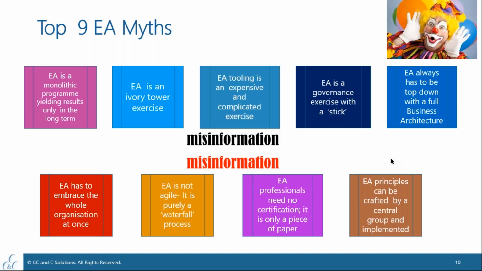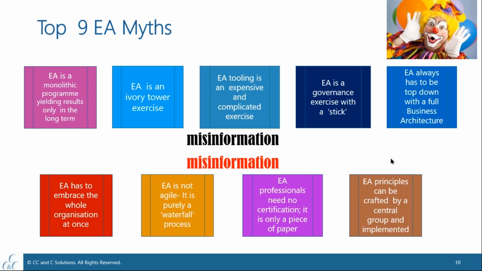The first myth is EA is a monolithic program. It will only yield results in the long term. Using the combination of the Sparx EA tool, ArchiMate notation, and something like TOGAF, we can actually do enterprise architecture in small slices, each slice producing business value. You can slice and dice architecture to something that is consumable for each organization. So it doesn't have to be a monolithic exercise spread over a number of years.